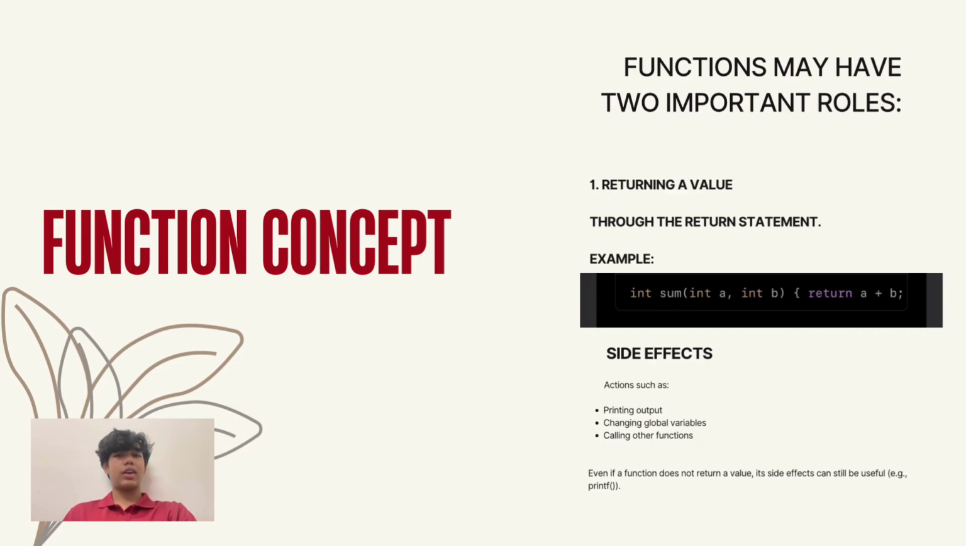For side effects, a function can also perform side effects, which means it carries out actions other than returning values. Examples of side effects include printing output to the screen, modifying global variables, or calling other functions. Even if a function does not return a value, it can still be very useful. For example, the printf function is used to display output to the user, even though it does not return a value.